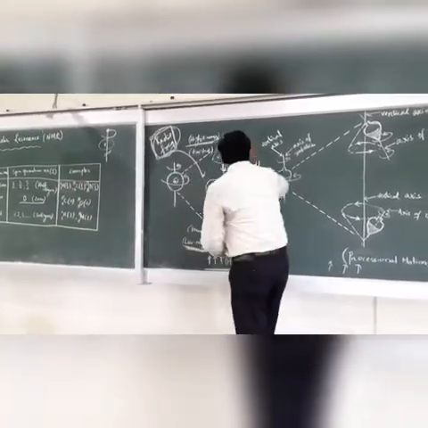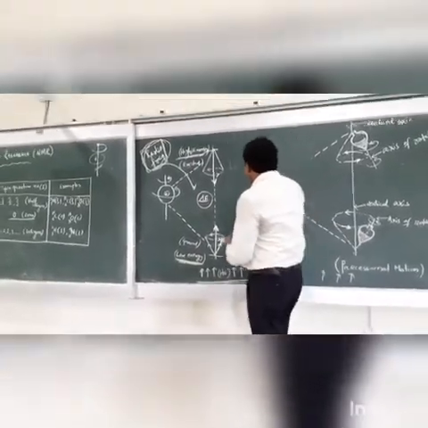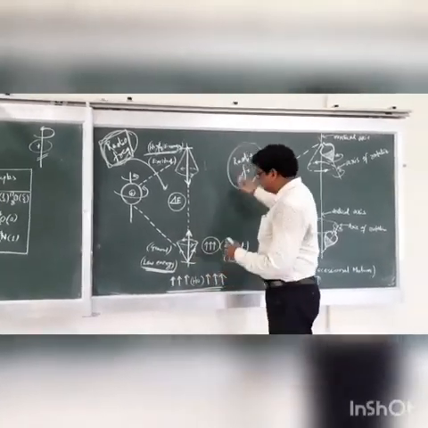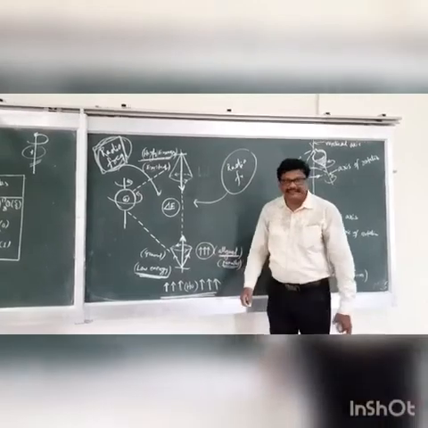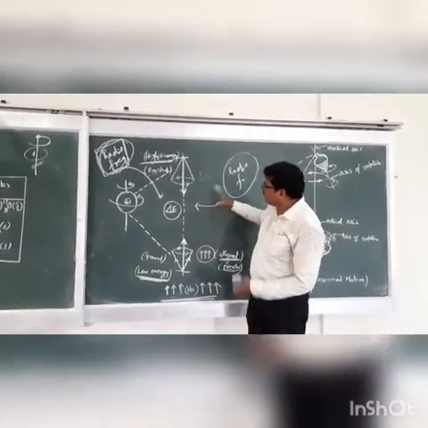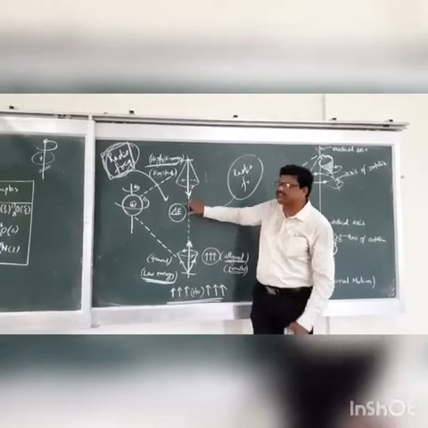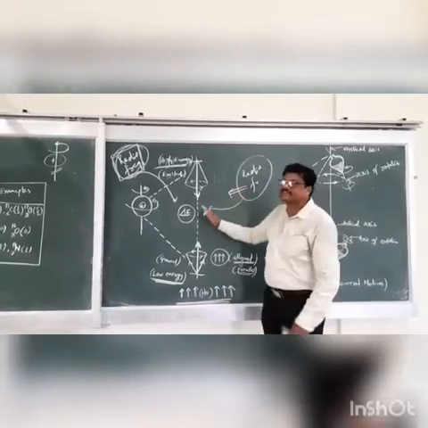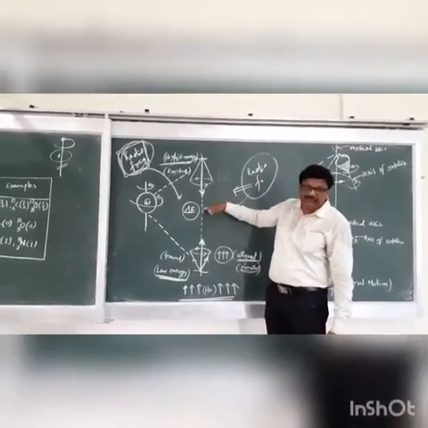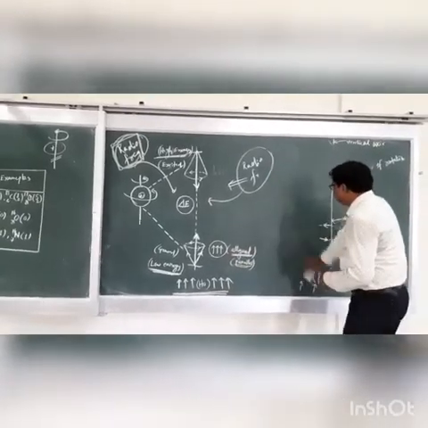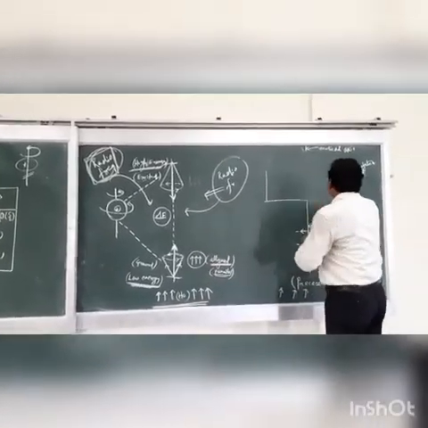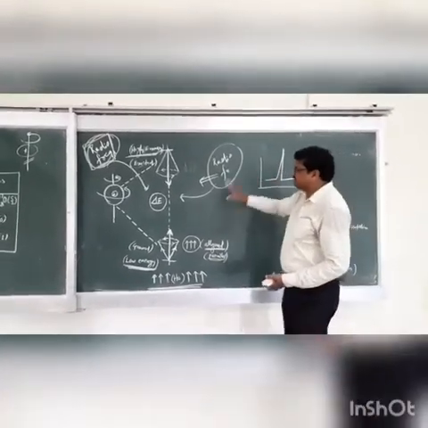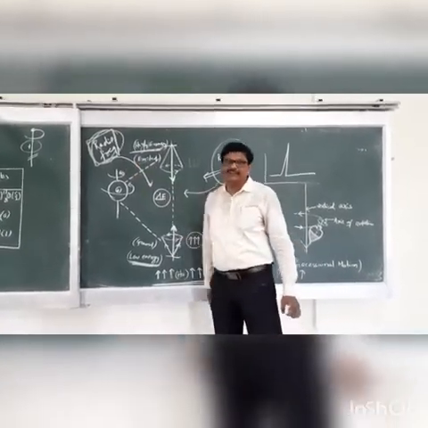So, in this case, what happens? If a suitable radio frequency is applied, and the frequency matches this energy difference, then radiation of that specific frequency gets absorbed, and when that absorption takes place, there will be a peak in the NMR spectrum. So this is the basic fundamental of nuclear magnetic resonance.